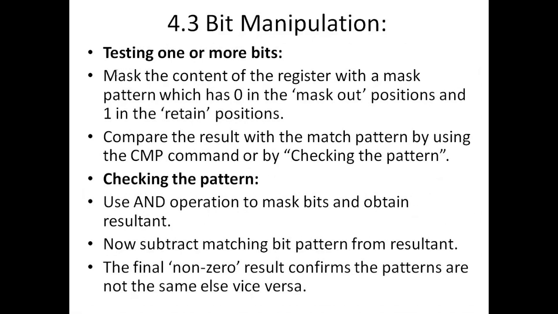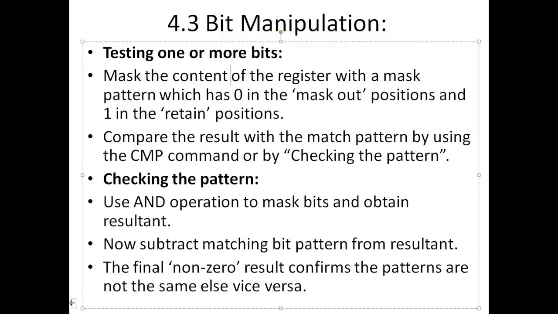Testing 1 or more bits. Mask the content of the register with a mask pattern which has 0 in the mask out position and 1 in the retain position. Basically, when you are testing a bit, in the position of the bit you are testing for you write a 1, whereas in the others you write a 0, and then you perform a compare operation by using the CMP command or by checking the pattern to make sure that the bit you are testing for is on or not.